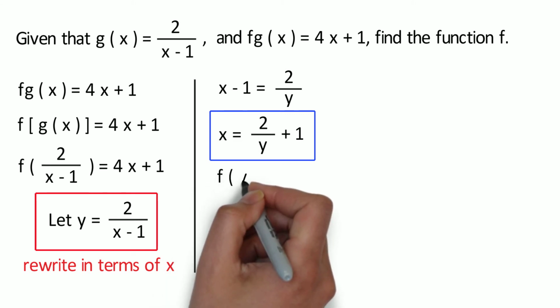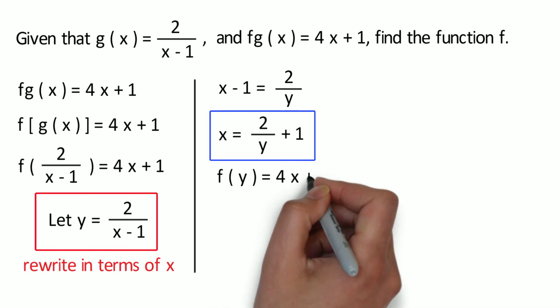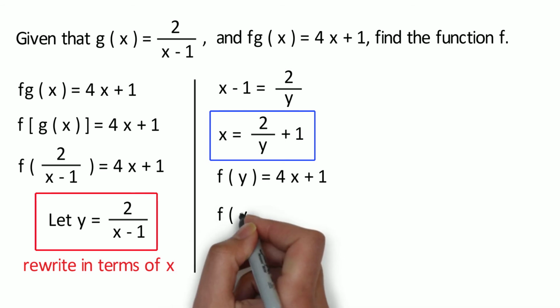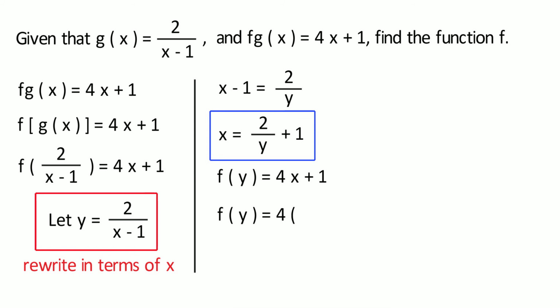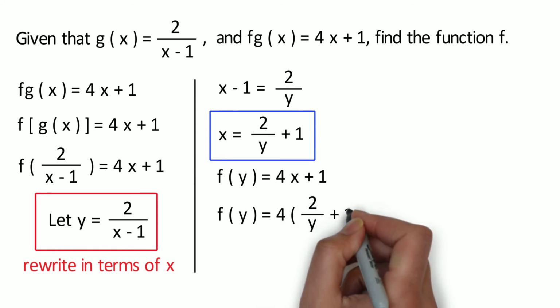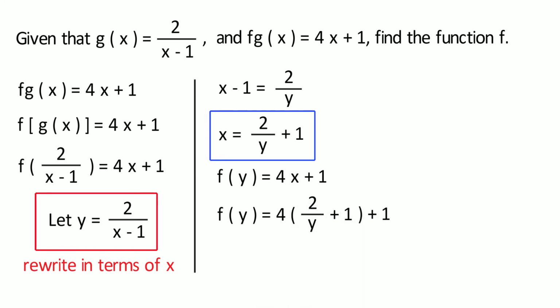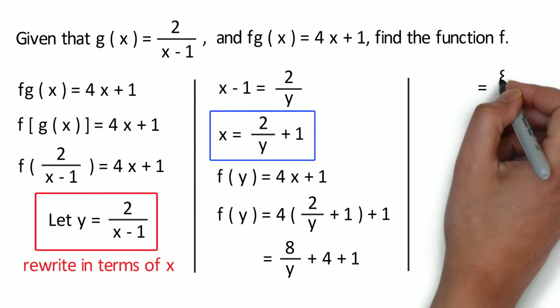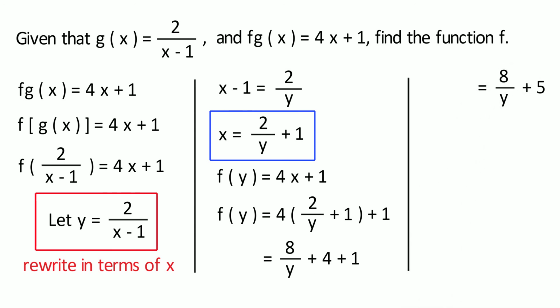So we get f(y) equals 4x plus 1. After that, we substitute x equals 2 over y plus 1 into the equation, so we get function f(y) equals 4 times (2 over y plus 1) plus 1. And after simplifying, we get 8 over y plus 4 plus 1, which gives us 8 over y plus 5.